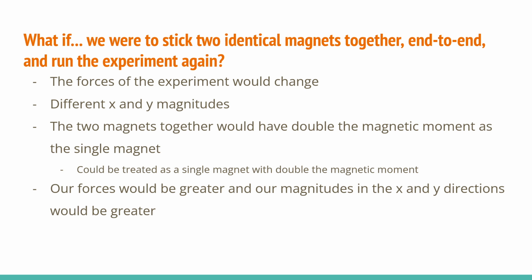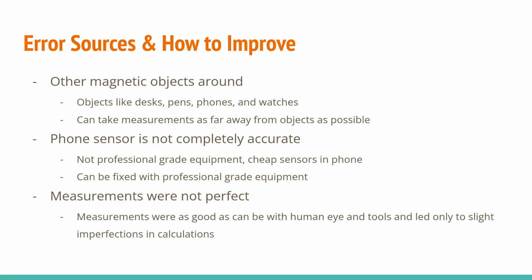What if we were to stick two identical magnets together end to end and run the experiment again? The force of our experiment would change. Once again, we would have different x and y magnitudes. As a result of the two magnets together, we would have double the magnetic moment of a single magnet. We could then treat these two magnets together as a single magnet with double the magnetic moment. Our forces overall would be greater, and our magnitudes in the x and y directions would be greater as a result of the greater field produced.